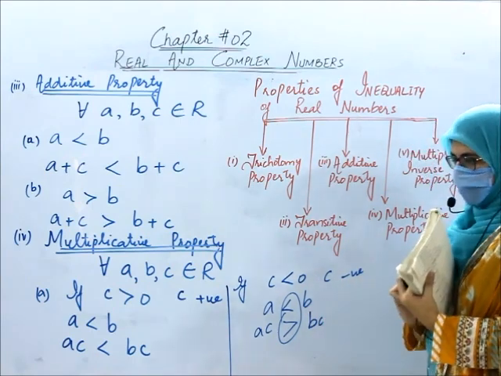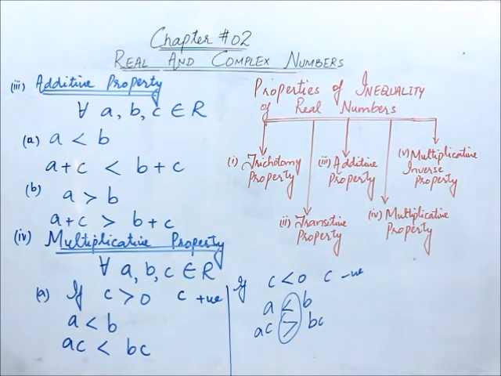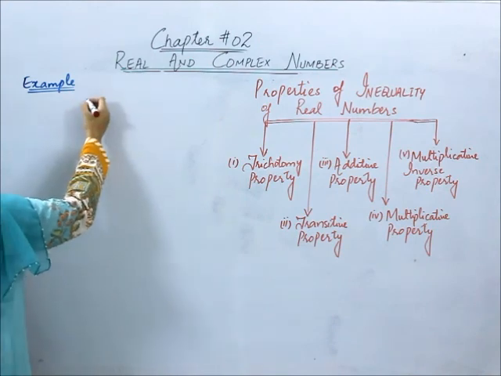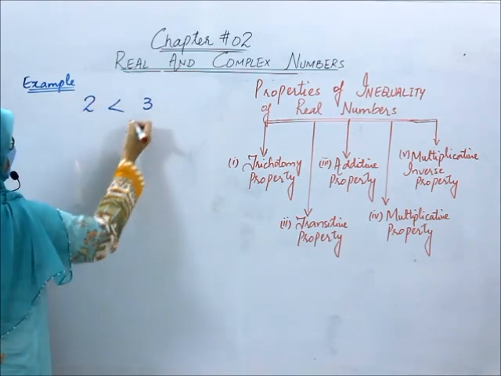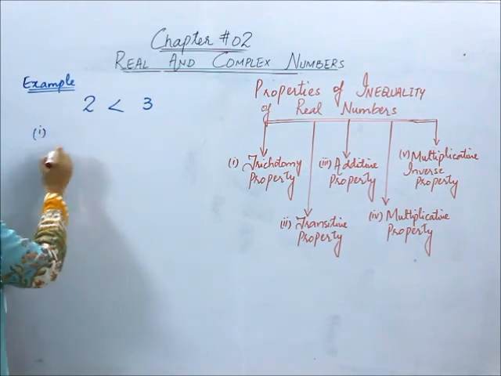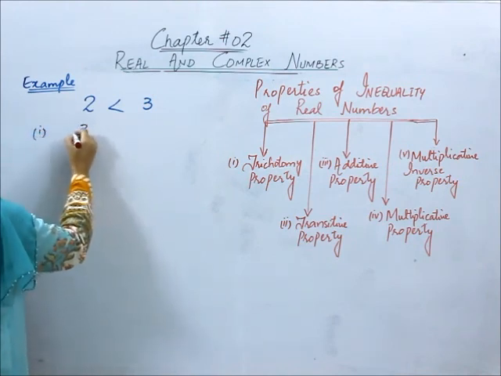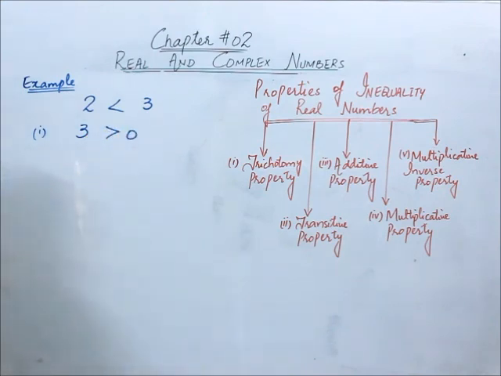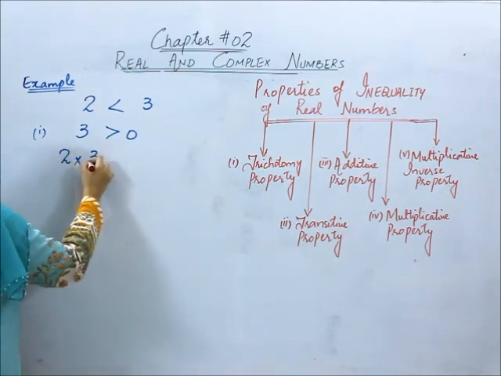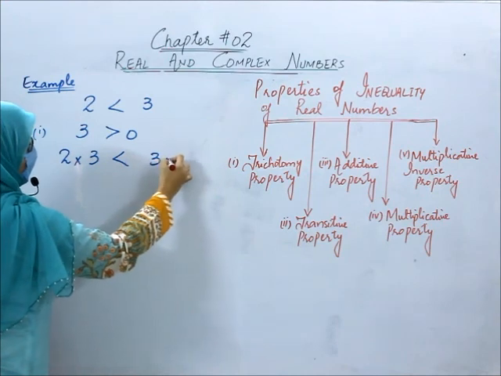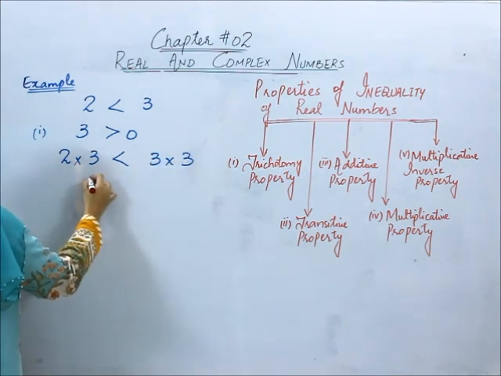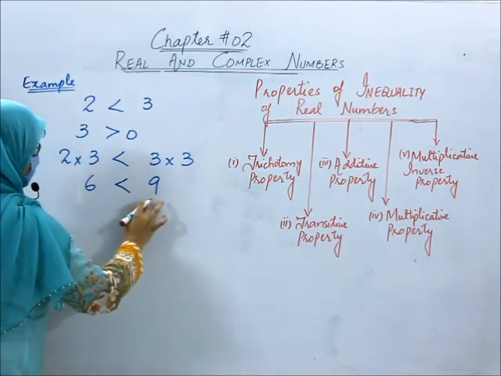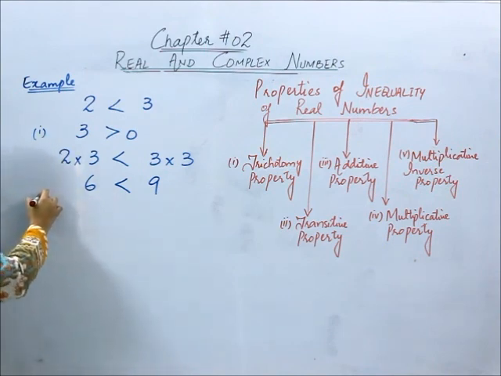Let us take the examples of the multiplicative property. If we have a relation 2 less than 3 and we multiply a positive number, for example, 3, it is greater than 0, it is a positive number. If you multiply this number on the left side of the inequality and the same number on the right side, we will have 3 into 2, 6, would remain less than 3 into 3, 9. Fine? So it will not affect the inequality.